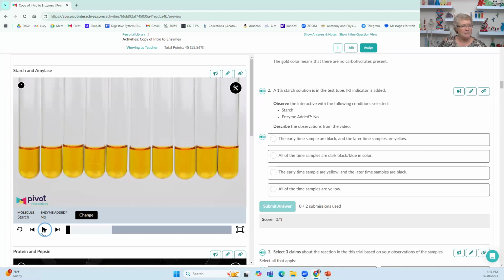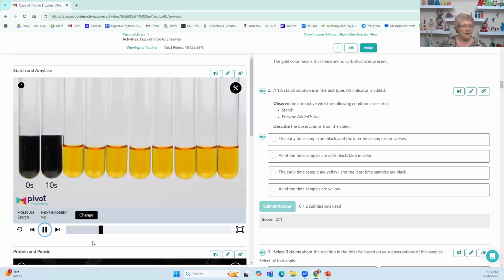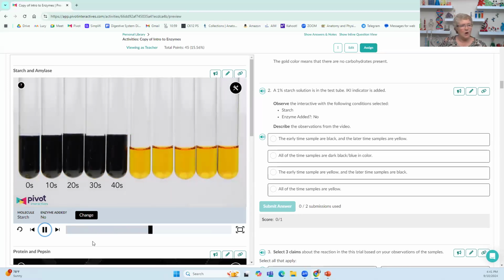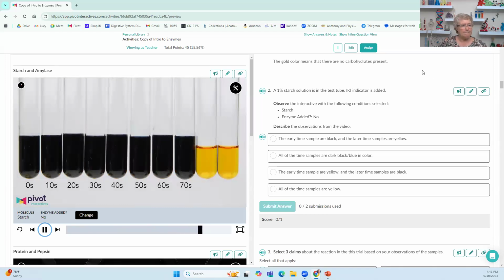Now we're going to watch and describe the observation from the video. So watch what happens. There's no enzyme in any of these test tubes. There's just the starch, water, and now the IKI being added. We're looking to see how things change over time. These are the early time samples here. These are the later time samples here. Okay, so which one of those do you think you should click? Which one of those observations is accurate? Anybody want to take a guess?